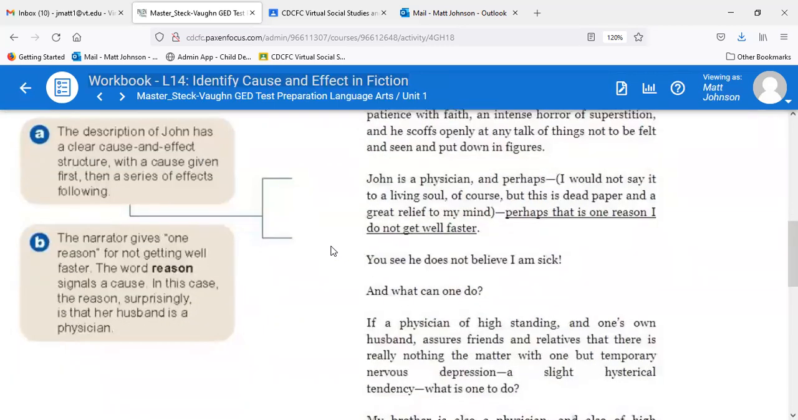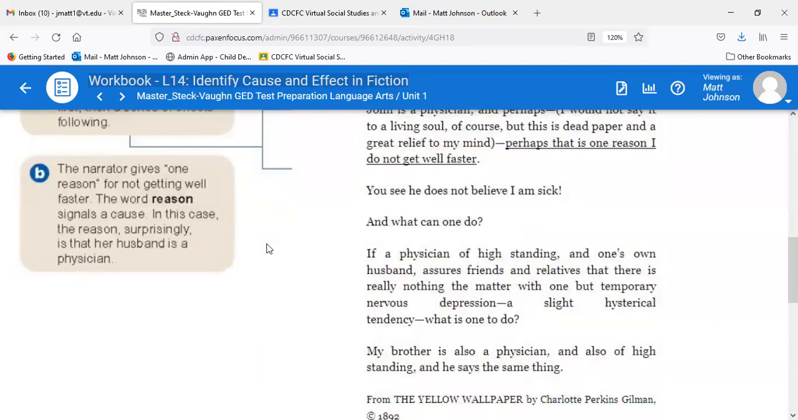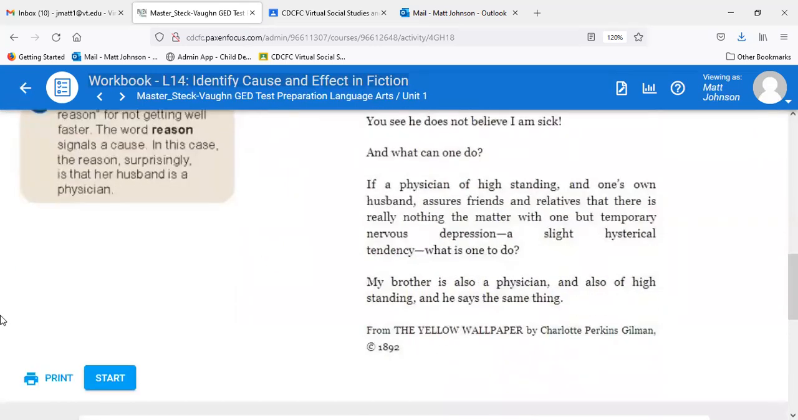And what can I do? And what can one do? If a physician of high standing and one's own husband assures friends and relatives that there is really nothing the matter with one but temporary nervous depression, a slight hysterical tendency, what is one to do? My brother is also a physician and also of high standing, and he says the same thing.